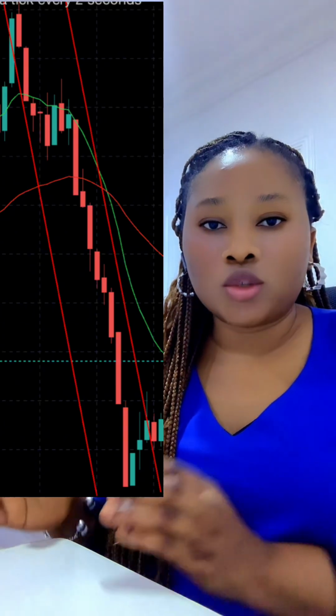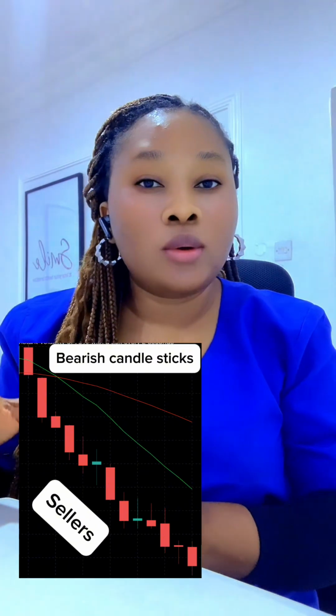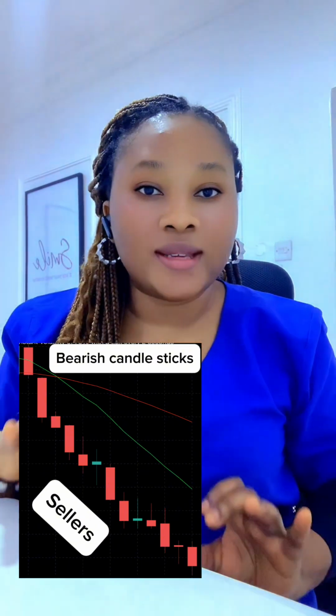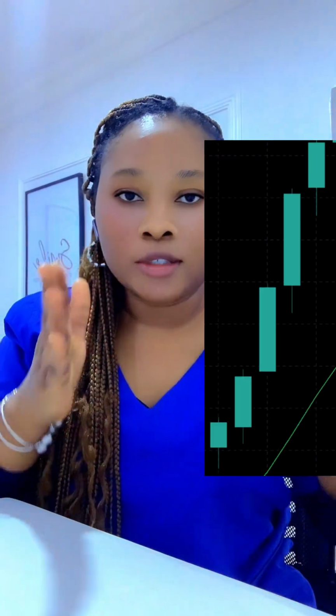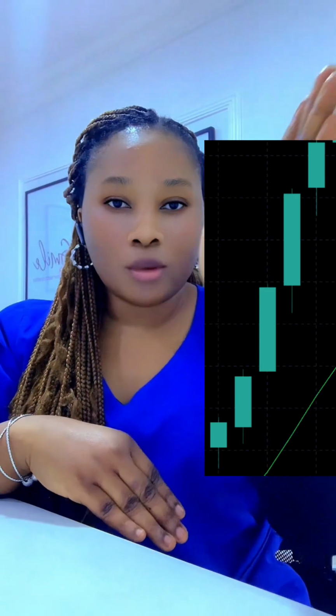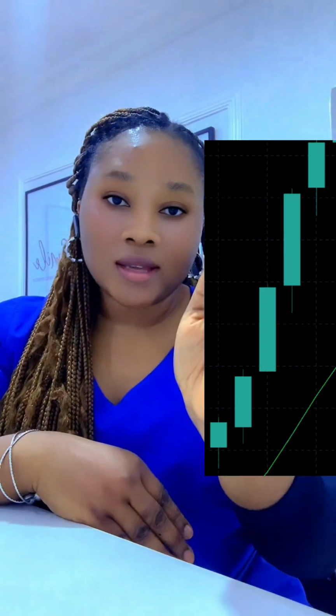So how do we know when to enter the market? I hope you understand what I said. When red candles are forming downward, it means sellers are in control of the market. And when the green candles are forming upward, it means the buyers have taken over. When the market is going in an upward trend, the buyers are in control, and when it is coming downward, sellers are in control. Those are the two things that you must know as a beginner first.